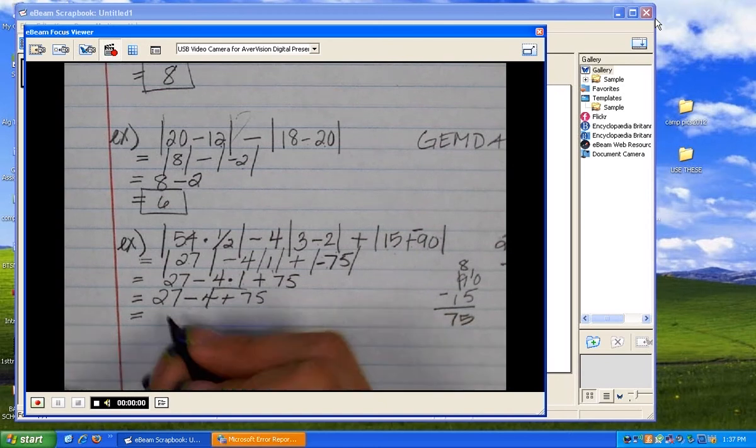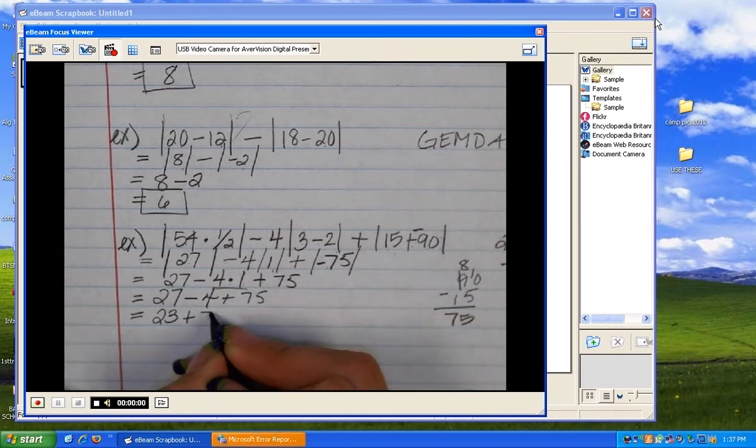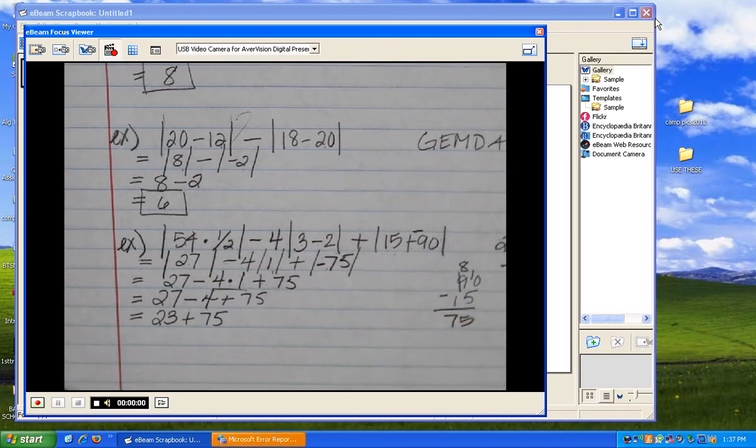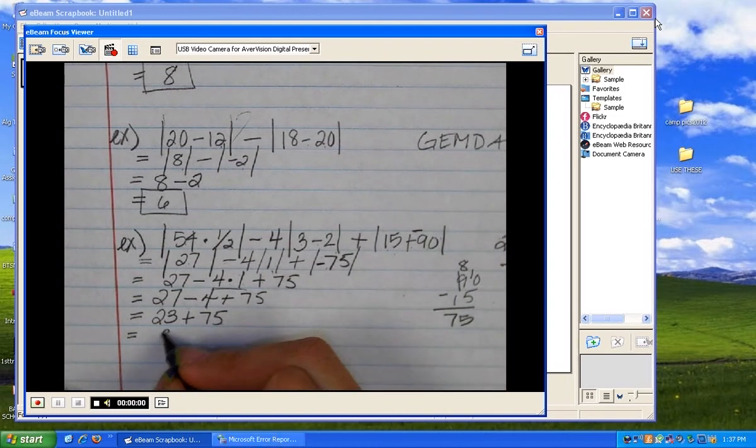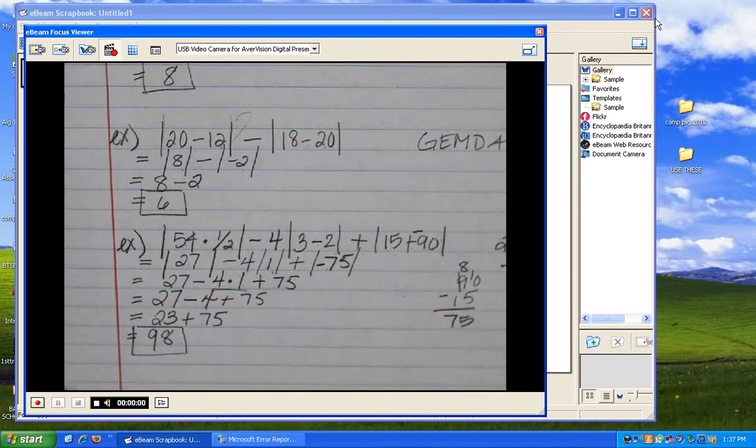27 minus 4 is 23. And I still have that 75 to work with. And 23 plus 75, and again, you can do your math off to the side if you want, or you can do it in your head. 3 plus 5 is 8. 2 plus 7 is 9. Okay, and I'm going to box my answer as 98.